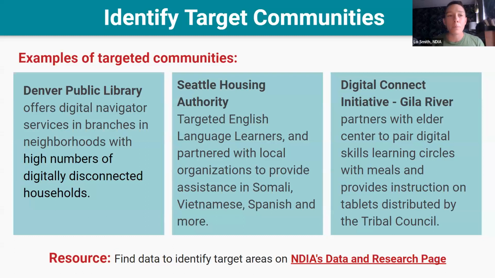So thinking about some examples of targeted communities, the Denver Public Library, who are doing fantastic work, offer digital navigator service in their branches in neighborhoods with high numbers of digitally disconnected households. They've identified where, and they're prioritizing those communities in their work. Seattle Housing Authority targeted English language learners and partnered with local organizations to provide assistance in Somali, Vietnamese, Spanish, and a bunch of other languages specifically. And this was a community who had direct access to these English language learners.